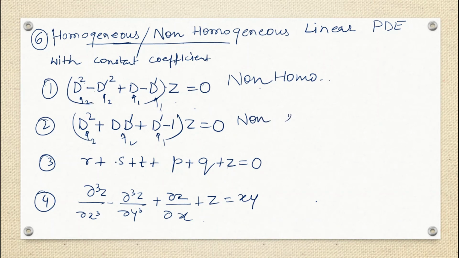Now what about my third equation? This is r plus s plus t plus p plus q plus z equals 0. We know what r is. r, s, t, these three things are my second order partial derivatives, right? ∂²z/∂x² is nothing but my r. So r, s, t are second order partial derivatives, p and q are first order partial derivatives. p is ∂z/∂x, q is ∂z/∂y. So this is not of the same order. So we will say that this is a non-homogeneous partial differential equation, correct?